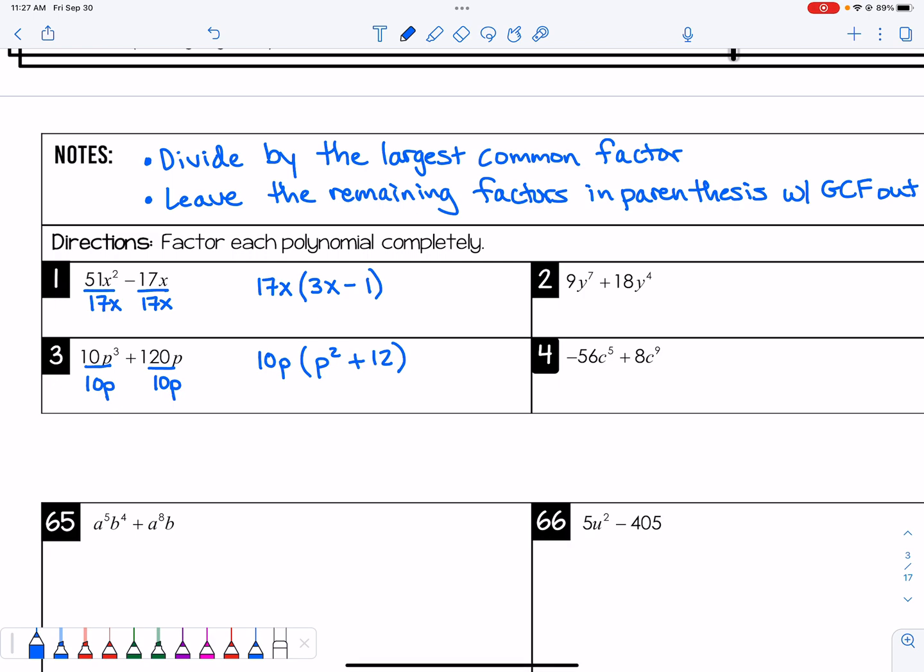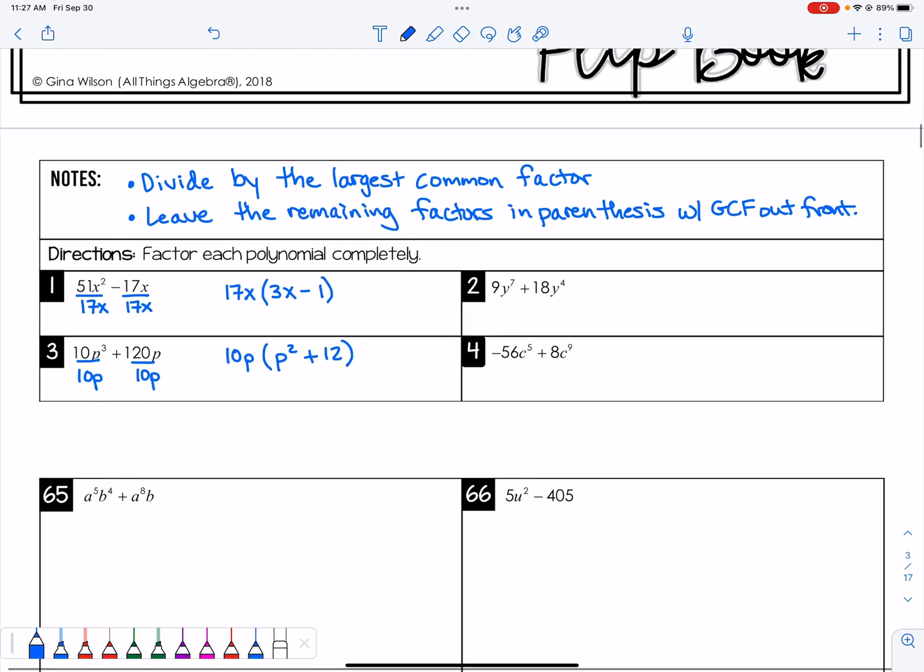So keep going to practice greatest common factor. Take out the largest common factor, write that in the front, and then in parentheses, put what you have left after you've divided each term by the greatest common factor.